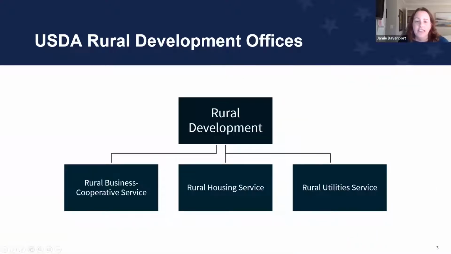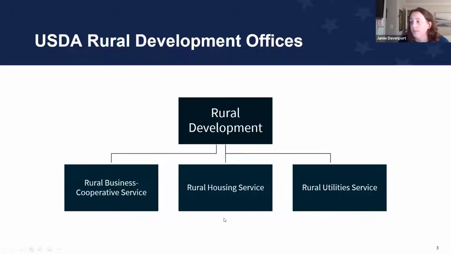So next are the agencies. The programs are delivered through three agencies: the Rural Business Cooperative Service, the Rural Housing Service, and the Rural Utilities Service. And the Community Facilities Program itself is managed out of the Rural Housing Service. Our headquarters is in Washington, D.C., but most of our programs are really delivered through our state and area offices.